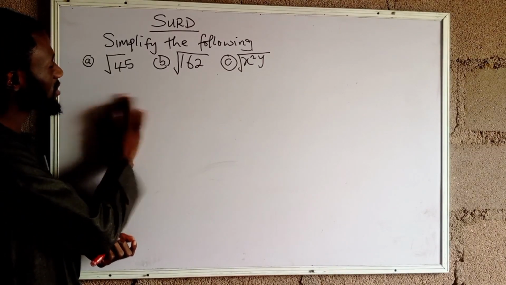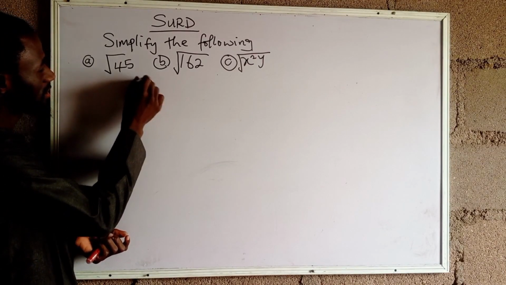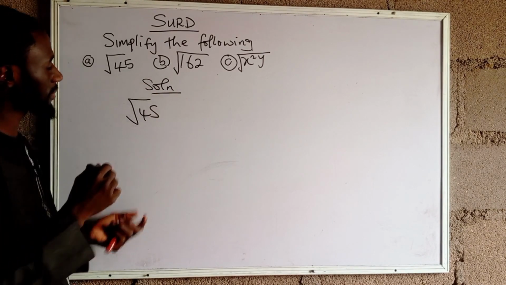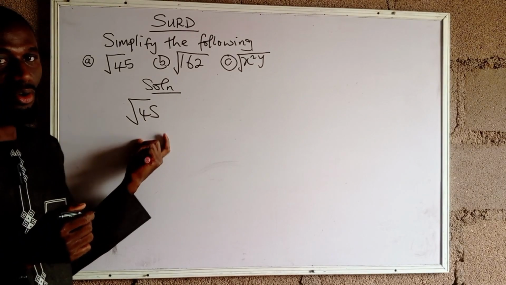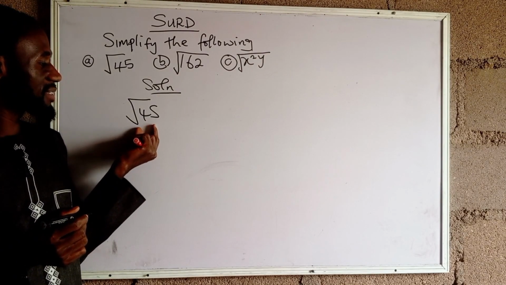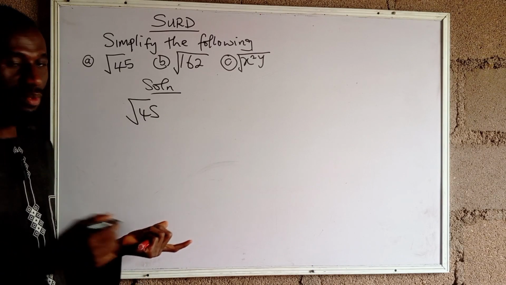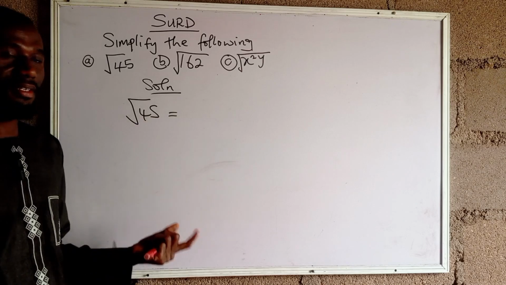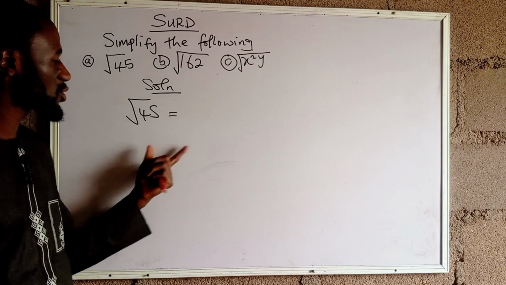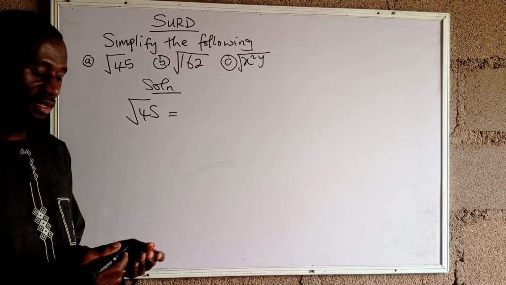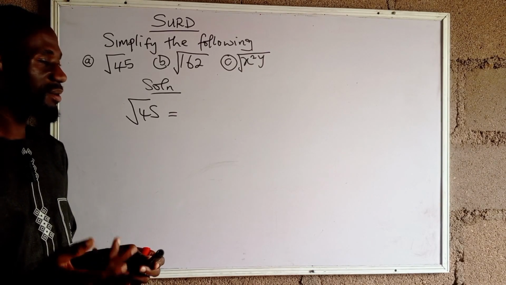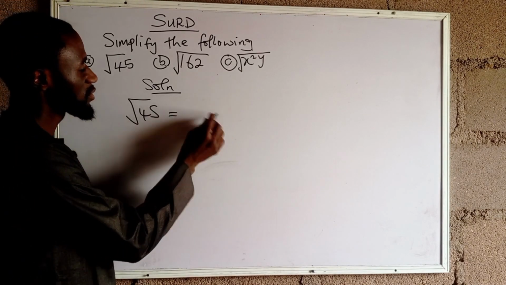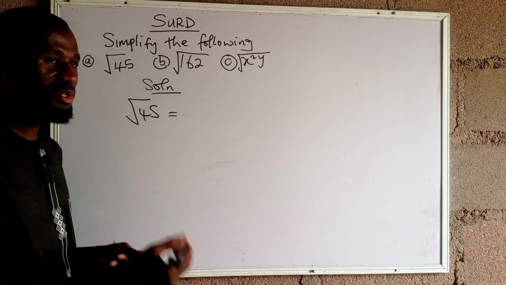Assuming you are asked to simplify root 45, you can never simplify this as the root of 45. Once you press the calculator, it will give you some number with a decimal point. But when solving surds, you're supposed to look at the number. Find at least two numbers that multiply together, and one of the numbers must be a perfect square.